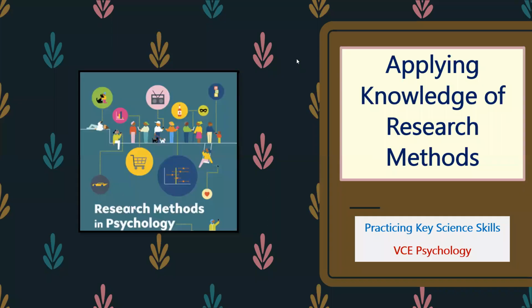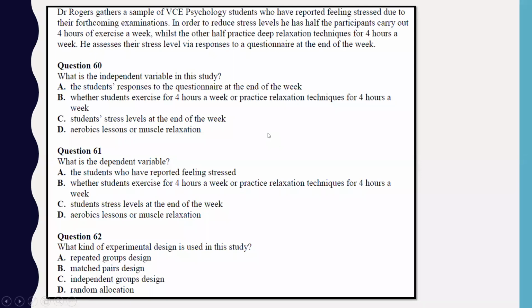So what we're doing today is we're going to be going through some more research methods practice questions just to apply our knowledge of research methods and there's key science skills there. So getting straight to it, there's a multiple choice question. There's a scenario here and then some multiple choice questions that follow it.